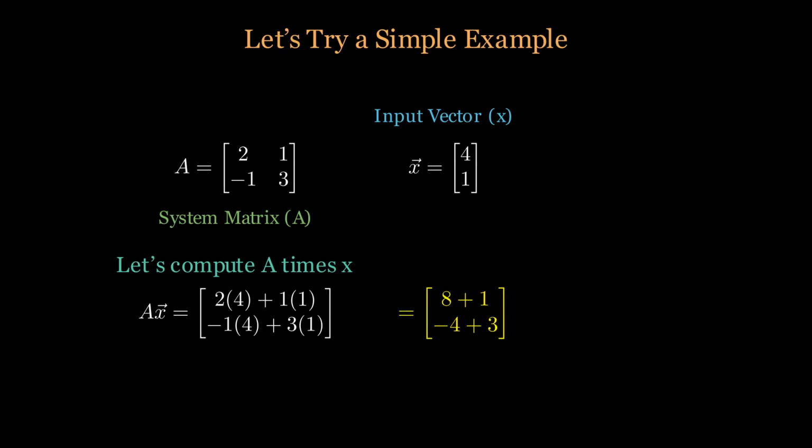Multiply the values from A and x. This gives us the intermediate sums, 8 plus 1 and negative 4 plus 3. And finally, we simplify the sums, so A times x gives the output vector 9 and negative 1. Let's understand this with an example.